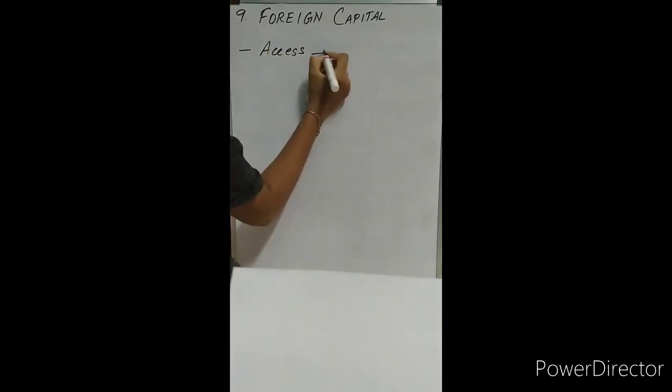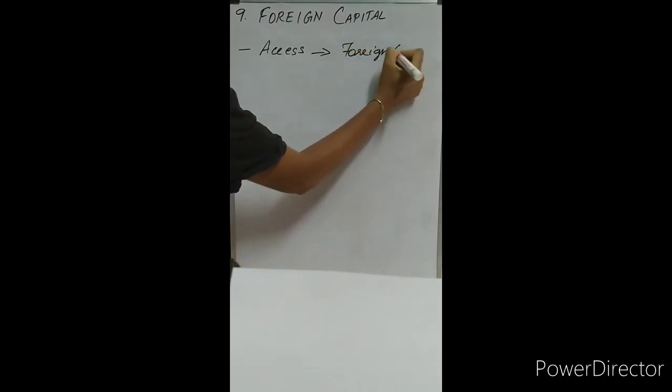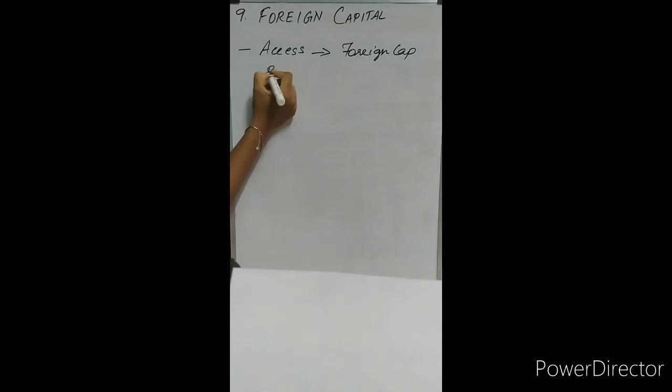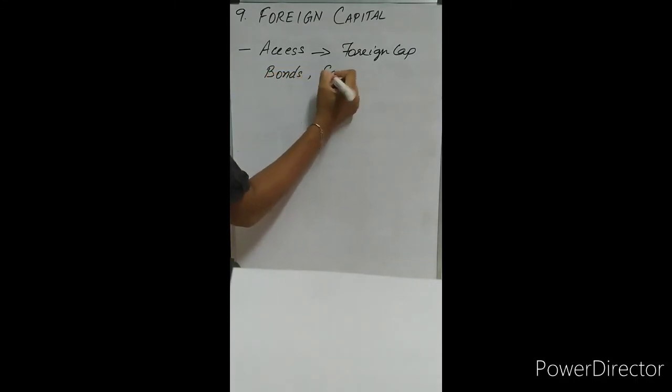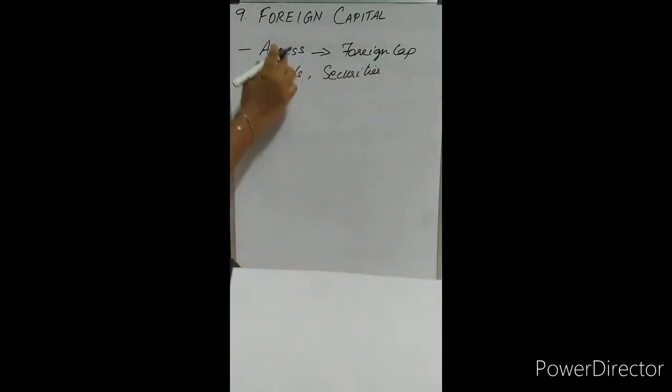The ninth point is foreign capital. A capital market gives these Indian companies access to foreign capital. How do they access this foreign capital? In the sense, through bonds and securities from the foreign companies. Through these bonds and securities, the Indian company can access foreign capital.